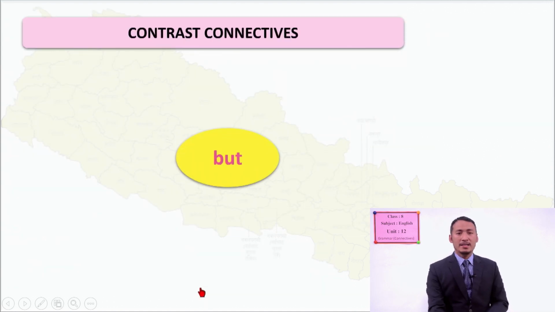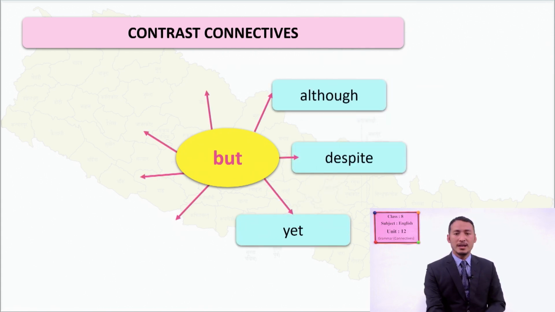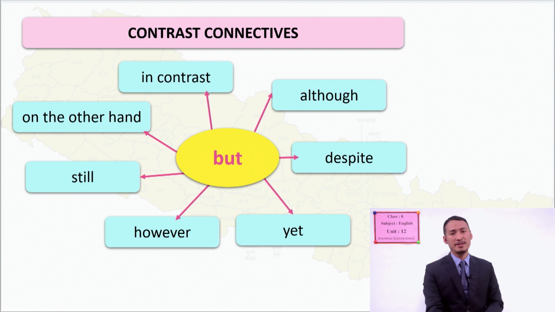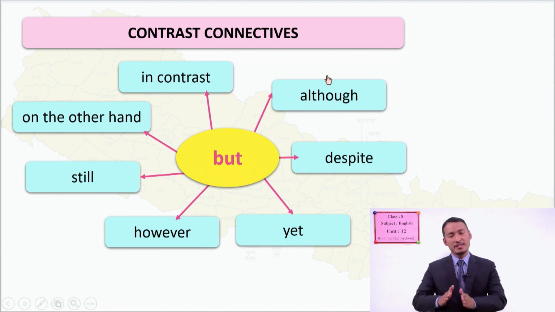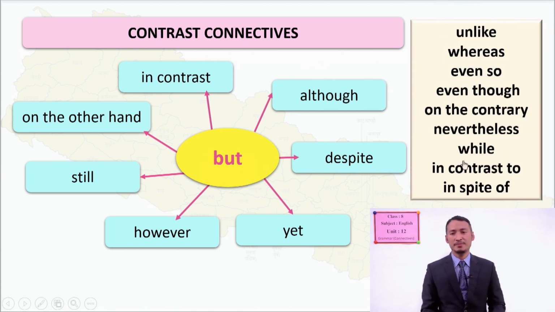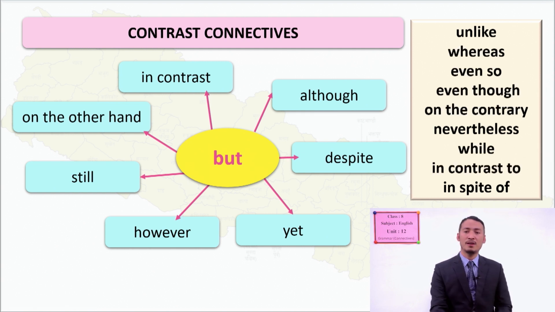Now let's look at the contrast connectives individually. Although, despite, yet, however, still, on the other hand, in contrast. Okay, they mean that something is different. And we have other lists as well for similar meanings: unlike, whereas, and so on. And even though, on the contrary, nevertheless, while, in contrast to, in spite of. They all have similar meaning.